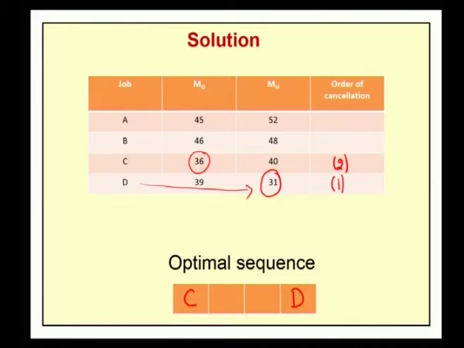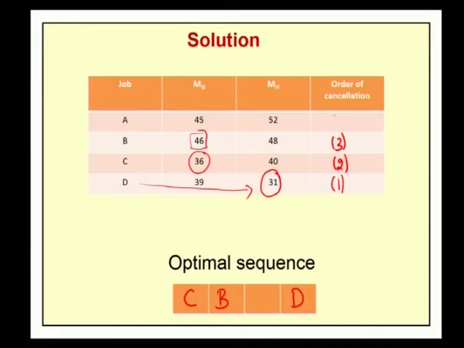After selecting C, the next job to be done is job B, because job B under machine G has a processing time of 46, which is the minimum. So the next job to be done is B, which should be done next to C. So the order of completion for job B is 3.